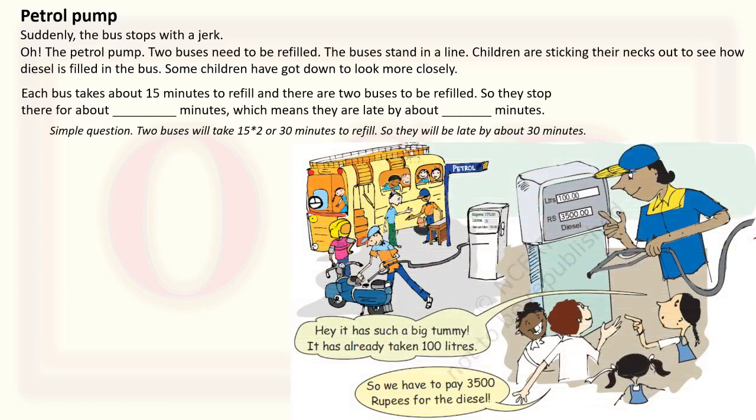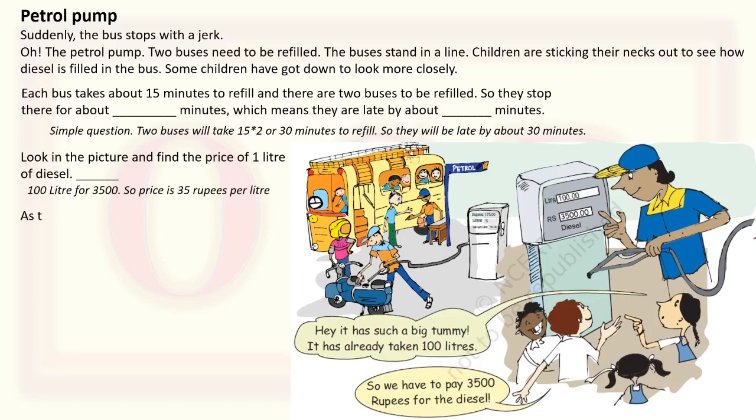Hey, it has a big tummy. It has already taken 100 liters. So we have to pay 3,500 rupees for the diesel. Look at the picture and find the price of 1 liter of diesel. Yes? So it's how much? 100 liters for 3500. So the price is 35 rupees per liter.